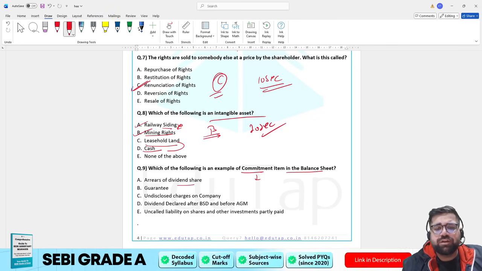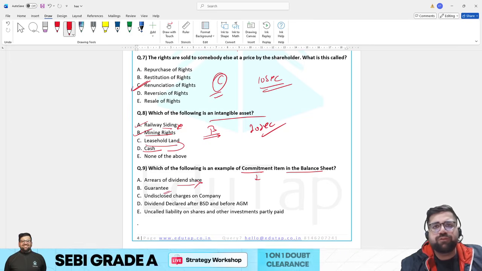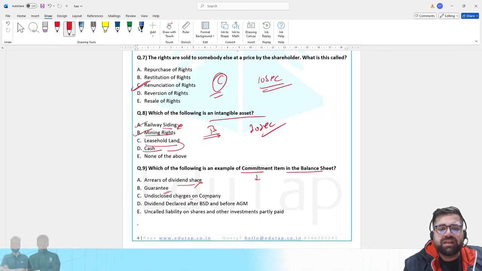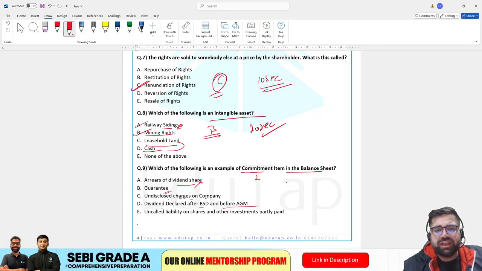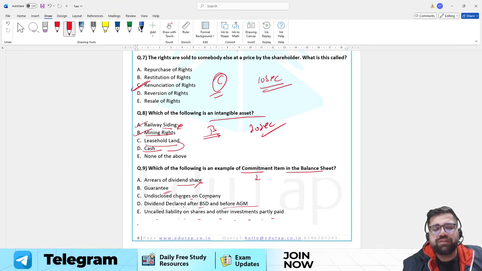Arrears of dividend share, no. Arrear is something which you have not received. Guarantee is something which will only be invoked. Guarantee you will only pay once some activity happens. Undisclosed charge on the company, dividend declared after balance sheet date and before AGM. Uncalled liability on shares and other investment partly paid. So the answer will be option number E.